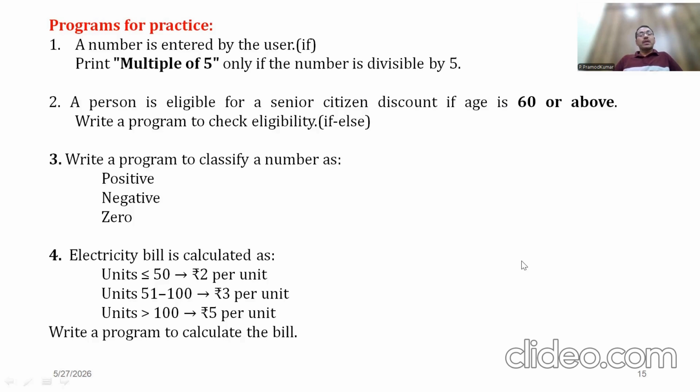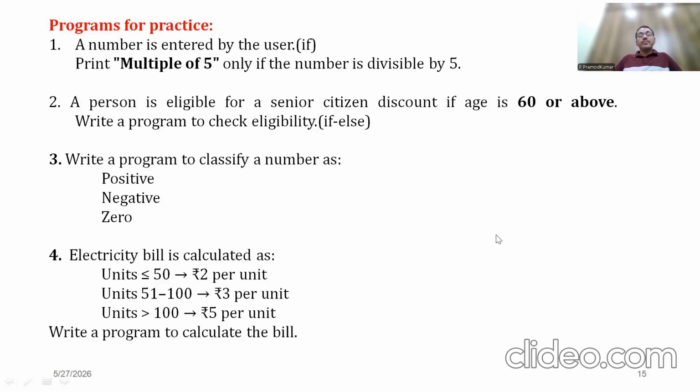One more example I'll take. If the number of units is 105, then for the first 50 units, 50 into 2, that is 100 rupees. For the second 50 units, 50 into 3, that is 150. 150 plus previous 100, 250. And for the 5 units above 100, 5 rupees each, that is 25. So 100 plus 150, 250 plus 25, 275 is the charge. This is how you are supposed to calculate.